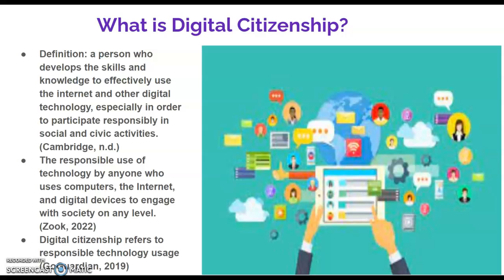This is also basically the same thing that was said by Zook and Guardian, saying that digital citizenship is somebody who is being responsible when they are using technology and how they treat other people when they're using technology.